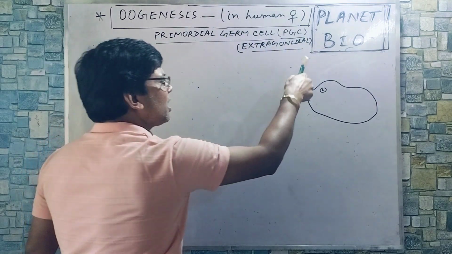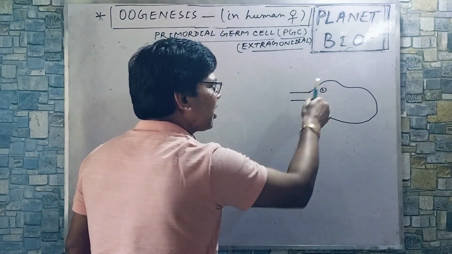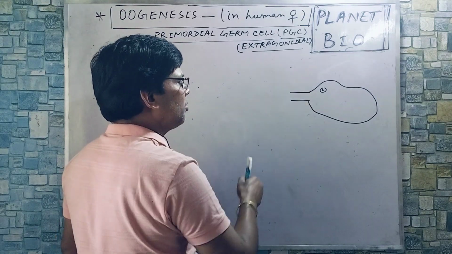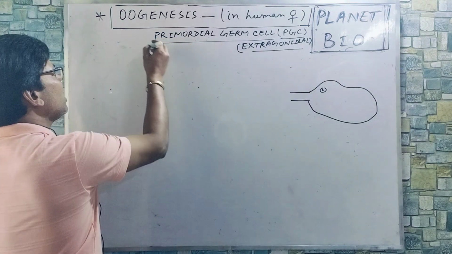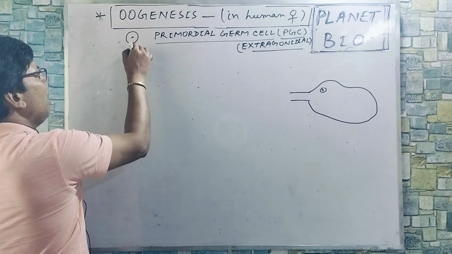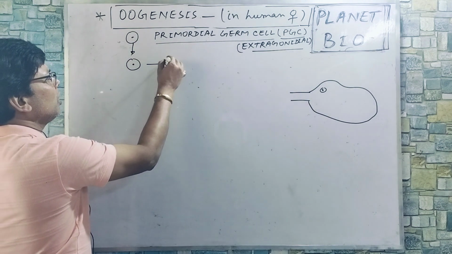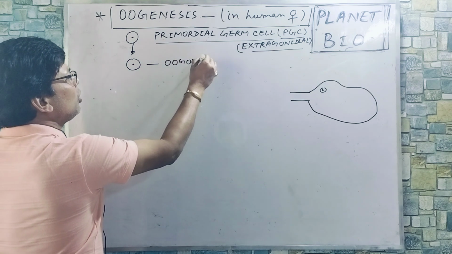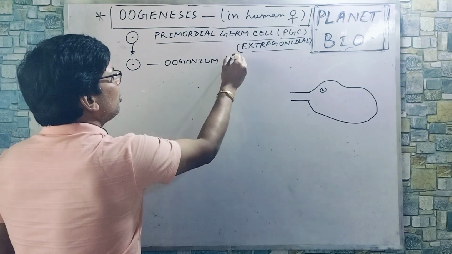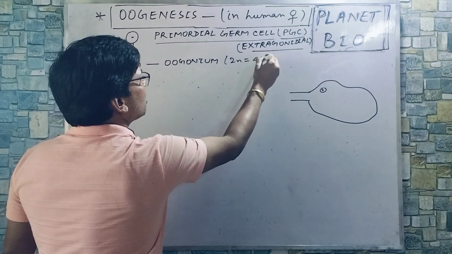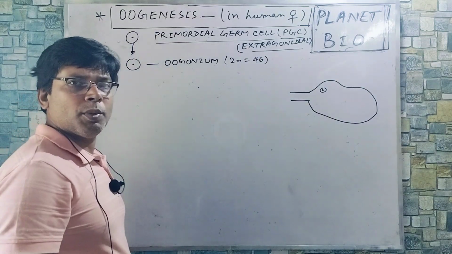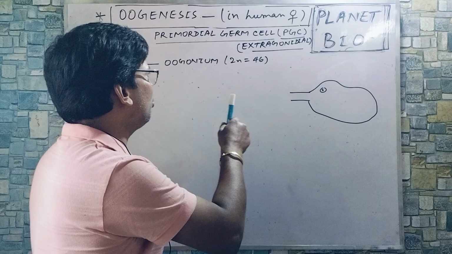आ करके क्या किया? सेटल कर गया. कहां कर गया? ओवरी के अंदर, फीमेल गोनेड में सेटल कर गया. तो एक प्राइमोर्डियल जर्म सेल आया, आकर के सेटल कर गया, ये oogoneum हो गया. इसको oogoneum बोल दीजिए. अब ये oogoneum कैसा है बोलिए? ये oogoneum डिप्लॉयड है, 2n=46 डिप्लॉयड है, 2n=46 ह्यूमन में चल रहा है.